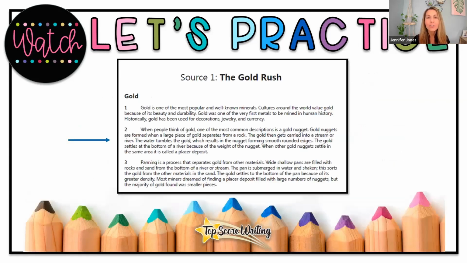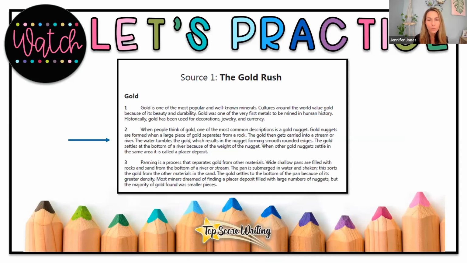All right, let's take a look at source 1 in our Gold Rush text set. Specifically, I want everyone to look at paragraph number 2. I am going to show you how you can paraphrase one paragraph. So this is your chance to be watching and listening and learning, because in just a moment, you're going to get a chance to paraphrase on your own. So let's read paragraph 2 together.